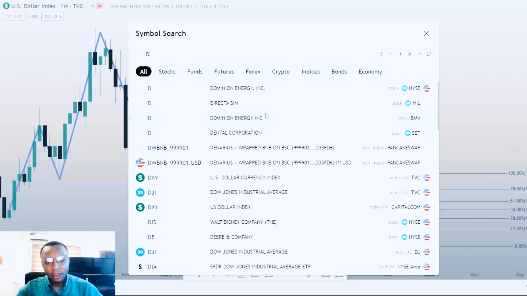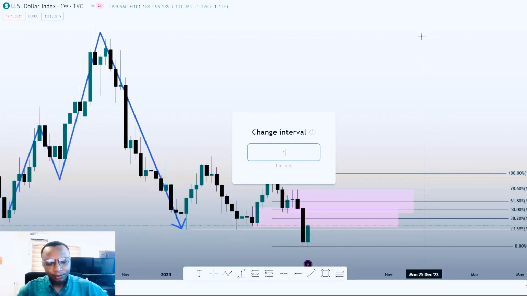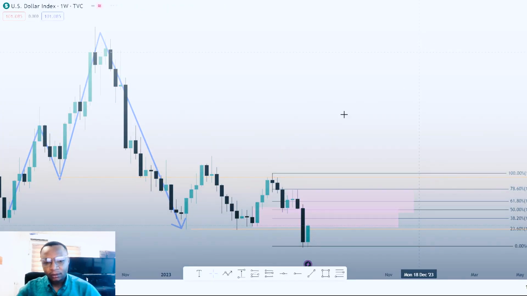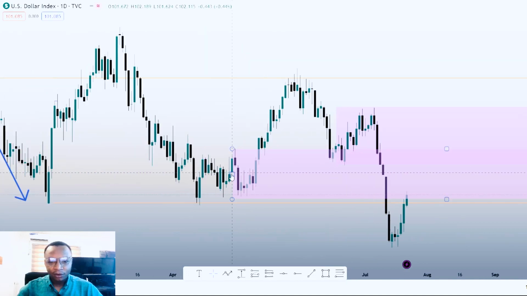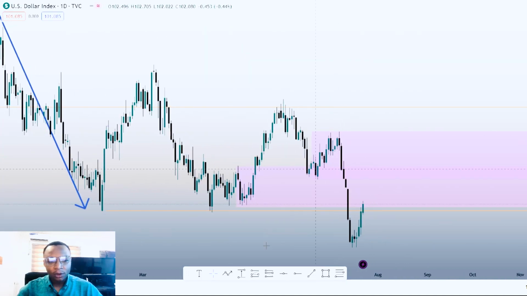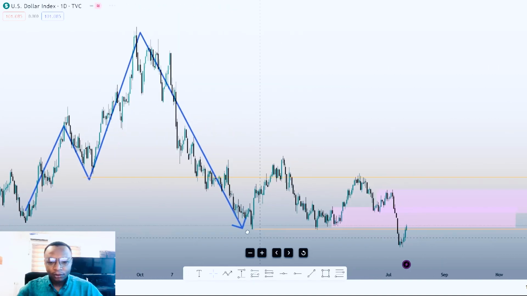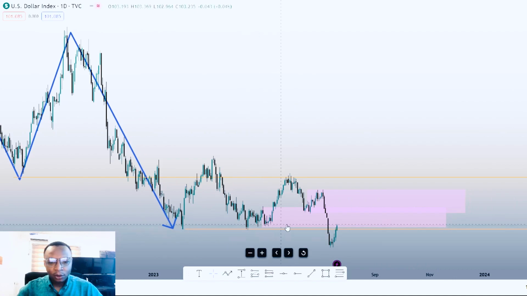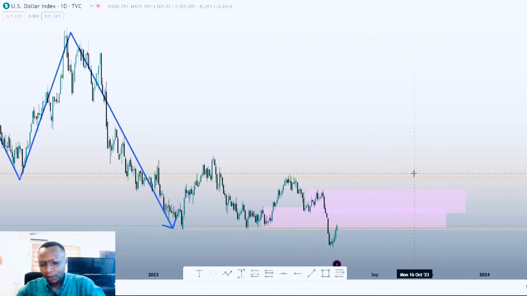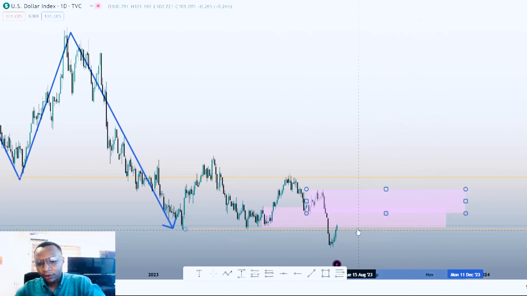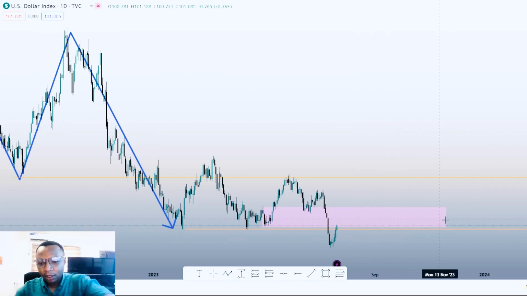Okay, so let's check the daily time frame and see what we have. Beautiful structure on the US dollar right here on the daily time frame. Okay, so price moved down all the way to breaking these lows, just like we saw on the weekly. It also gave us a clear structure right here. Let me take this chart off. Let me take off this object so that you can have a clearer view of the chart.